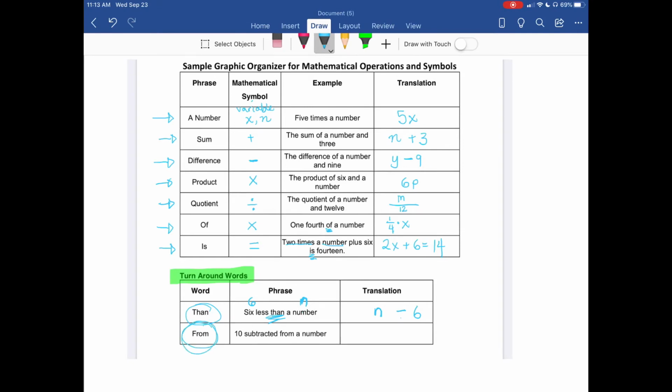And then another one is "from." So if we have 10 subtracted from a number, let's call that number b. So there's b, and here's 10. I could either translate that as 10 subtracted from a number b, or I could say 10 less than that number.